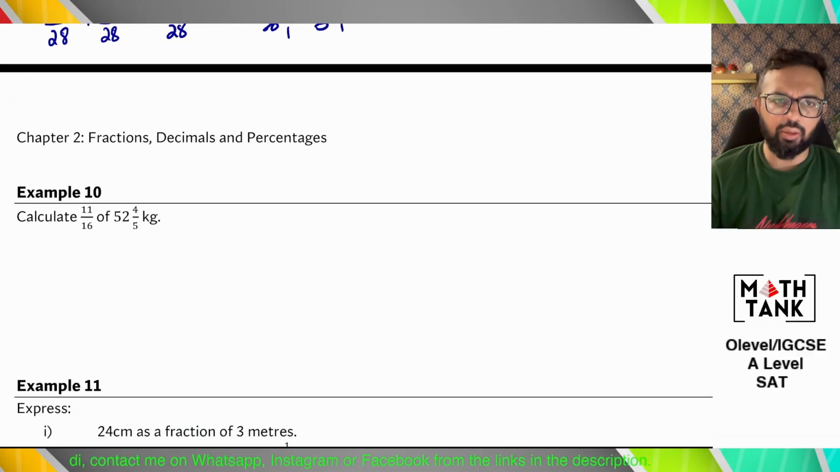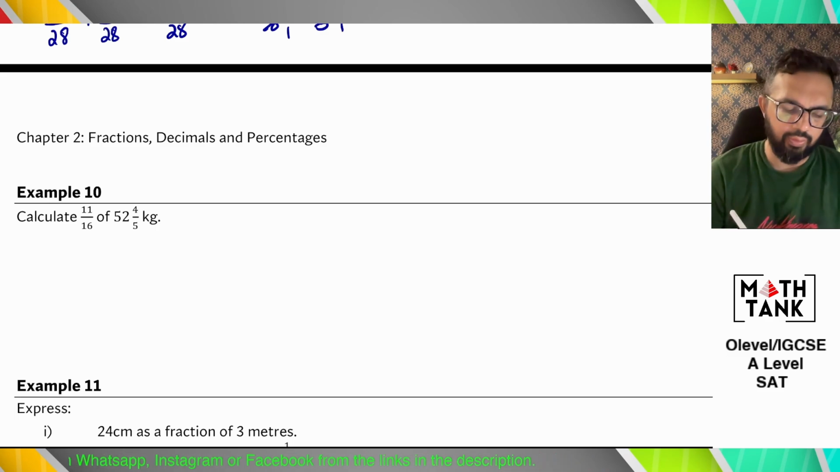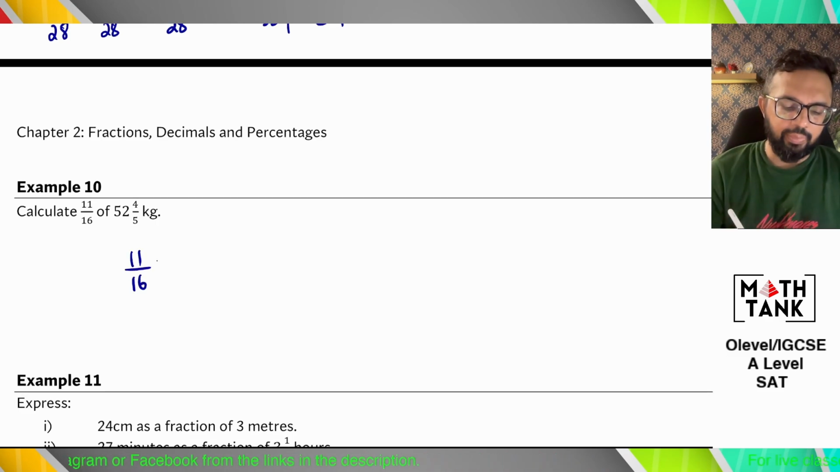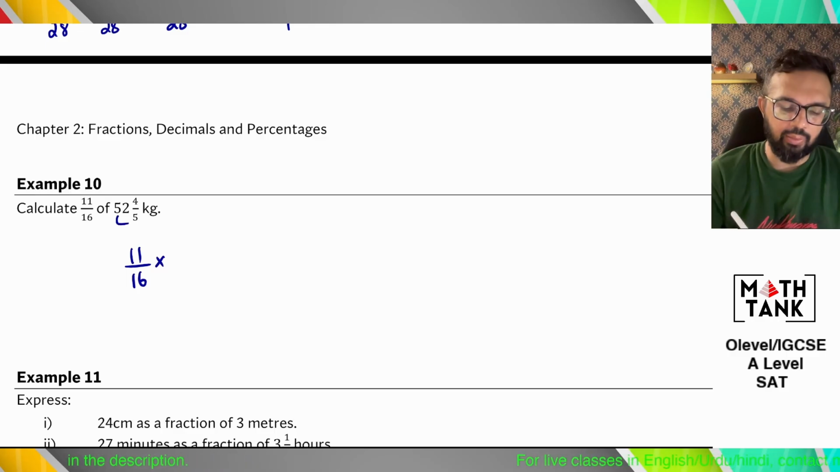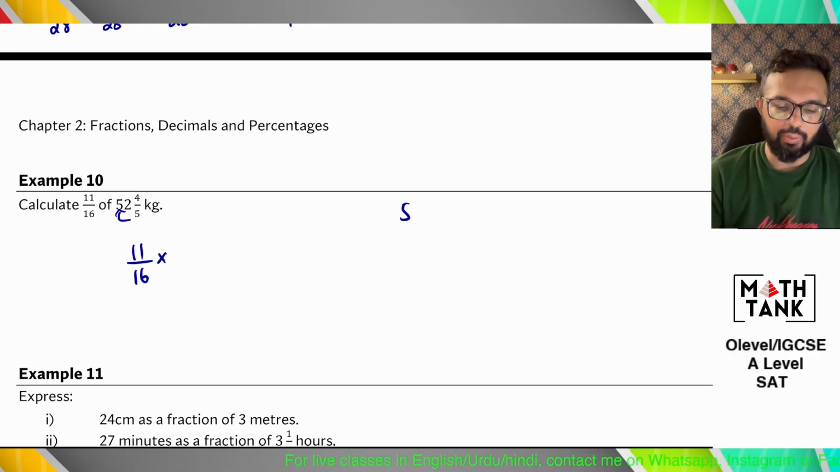11 over 16 of 52, 4 over 5. That simply means that of means multiply. You first have to change this into an improper fraction to be able to multiply 5 times 52. Let's calculate that. 5 times 2 is 10. 5 times 5 is 25 and 26. 26 plus 260 plus 4 is 264 over 5.